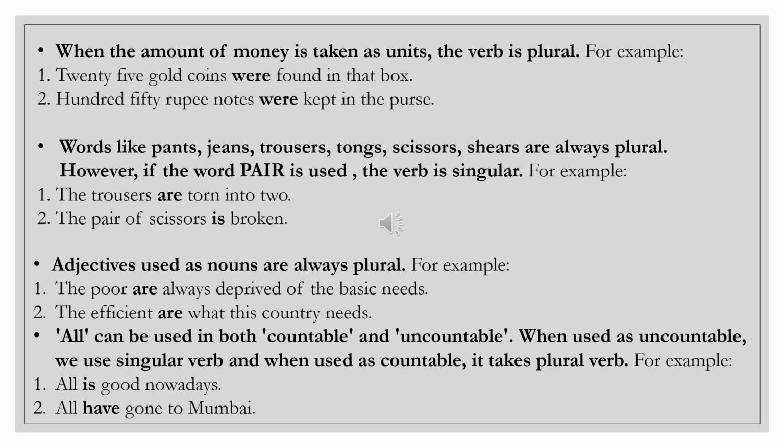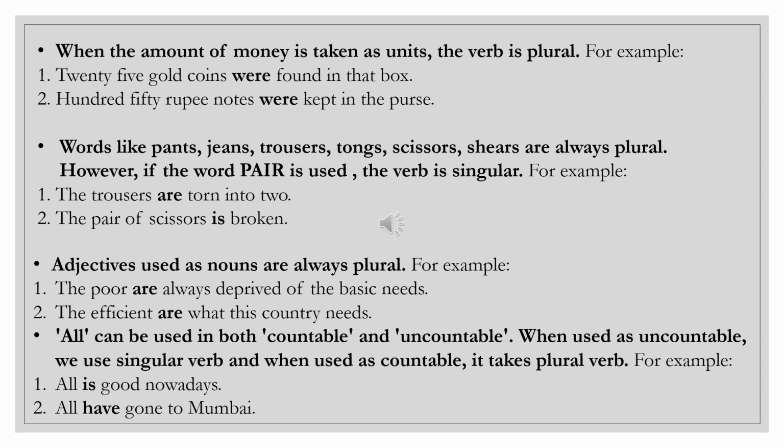All right, moving on. Adjectives used as nouns are always plural. For example, the poor are always deprived of their basic needs. Now, here by the poor, we mean the poor people, the poor masses, everybody. So, the poor masses indicate a plural subject. Like there is not one individual poor, but the poor in general. Similarly, in the second example, the efficient are what this country needs. Like this country needs more efficient people, efficient students. So the efficient are what this country needs.